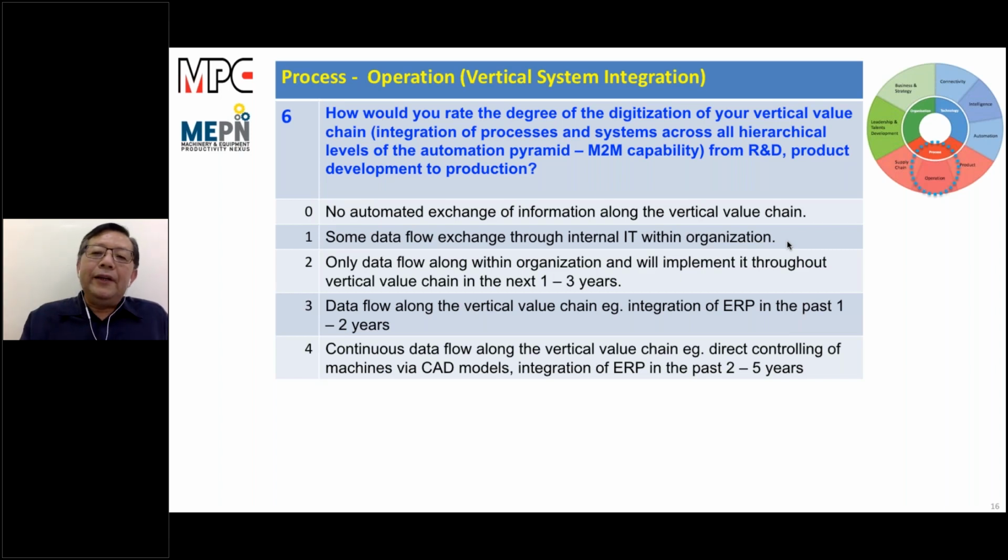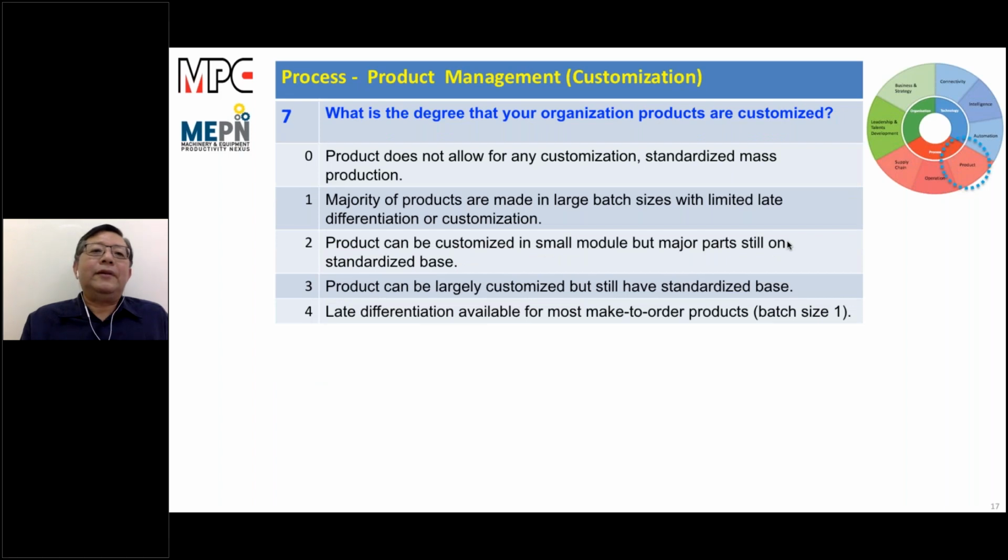Okay. Then the next question is question number 7. It is looking at product management. So actually, for product management, we want to know how you control product. Do you do customization? Okay. So the question asks, what is the degree to which your organization's products are customized? It means, do you do a lot of customization?